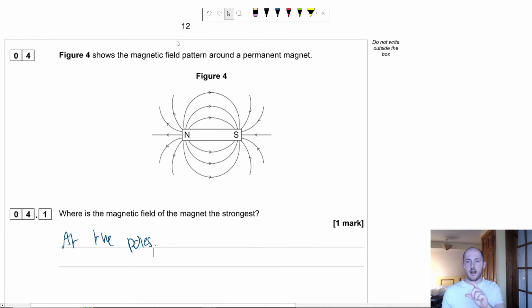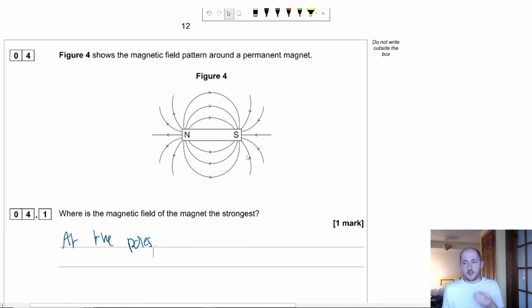When you have a field pattern, whether it's gravitational, electric, or magnetic, the closer together the lines, the stronger the force. Okay? In other words, the more lines you have, the stronger the force. If I look at the poles, there's 1, 2, 3, 4, 5, 6, 7, 8, 9, 10, 11 lines here. If I look at these parts, there's only 3 and 3. Which means, at the poles, it's over twice as strong. That's literally all it is.